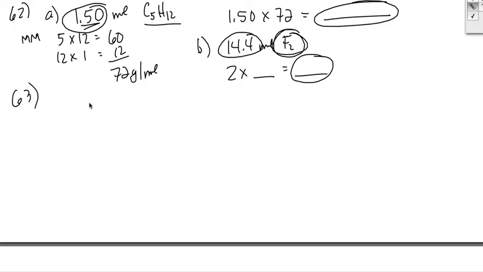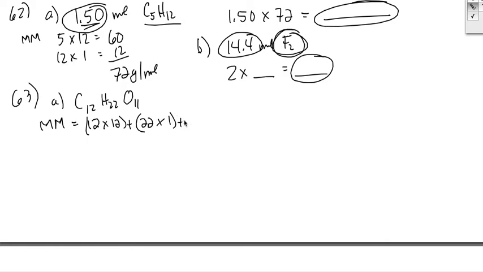It says calculate the mass in grams of 0.25 moles of each of the following compounds. Again, it's the same thing. So if we're going to find for A, we have sucrose, C12H22O11. We have to find the molar mass of sucrose. Well, that's 12 carbons, 12 times 12, plus the 22 hydrogens, plus the 11 oxygens. You have to find that value, and then that would be the mass of 1 mole.